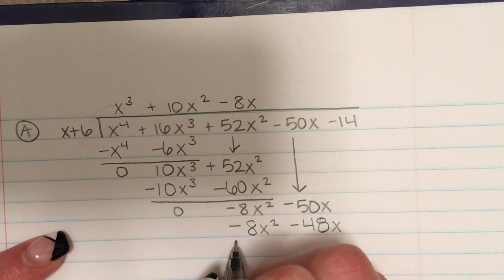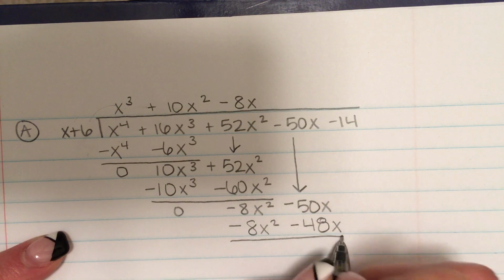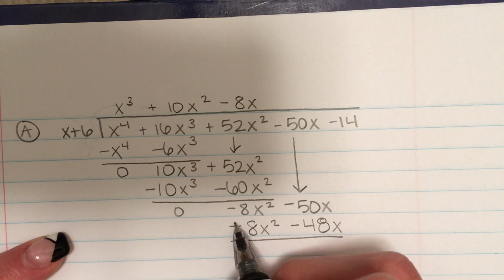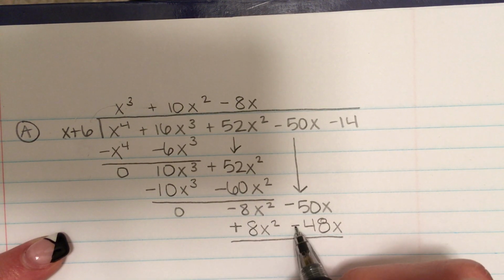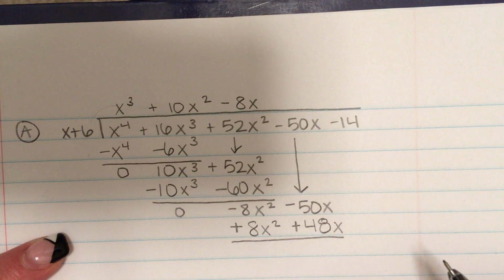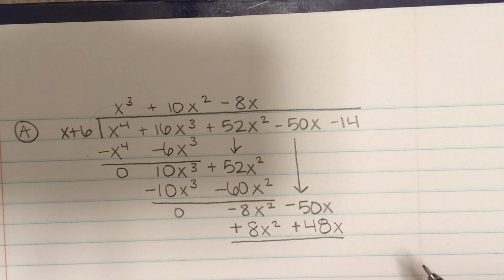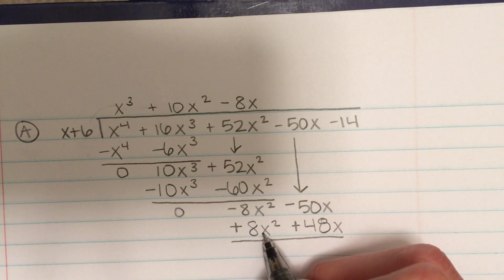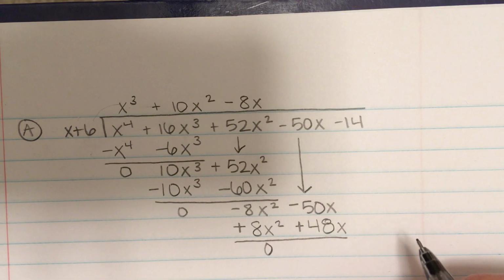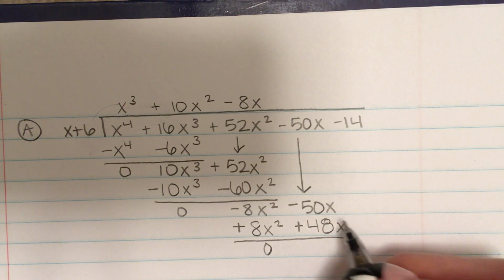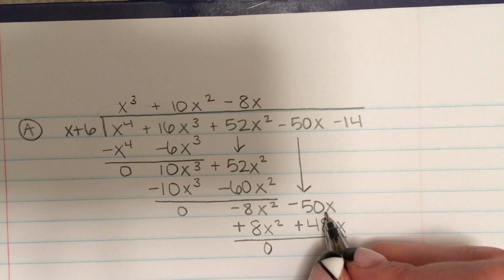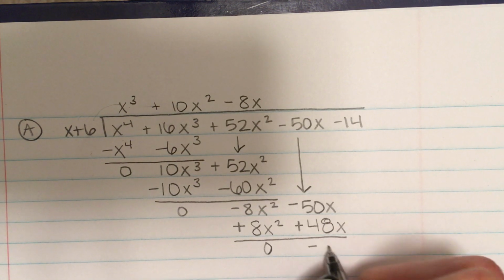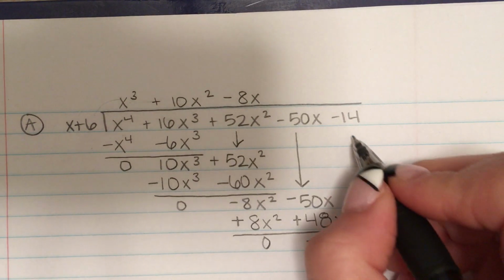And our next step, hopefully you did it, is we're drawing the line so that we can subtract. Now when you minus a negative, that makes it positive. So negative 8x squared and positive 8x squared is 0, like it should be. Negative 50x and positive 48x gives you negative 2x.